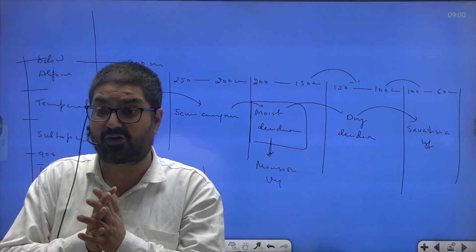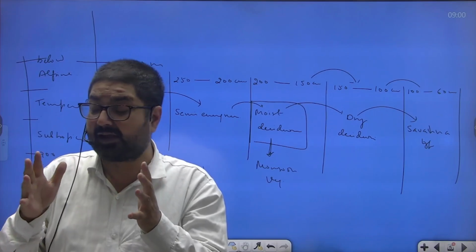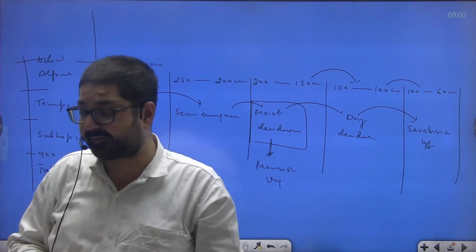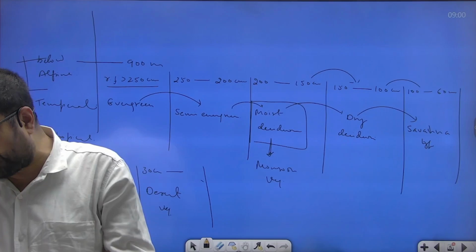Nilgiri tahr will not be found anywhere else. Basically, it has to be lion-tailed macaque. It has to be protected. They are endemic. So the wildlife sanctuary is not only for that.